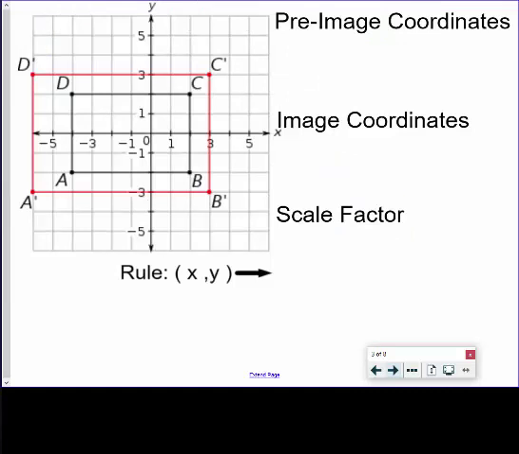Alright, so start by finding your pre-image coordinates, the ones without the primes: A, B, C, D.